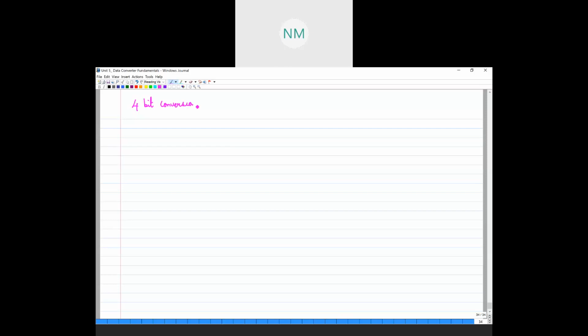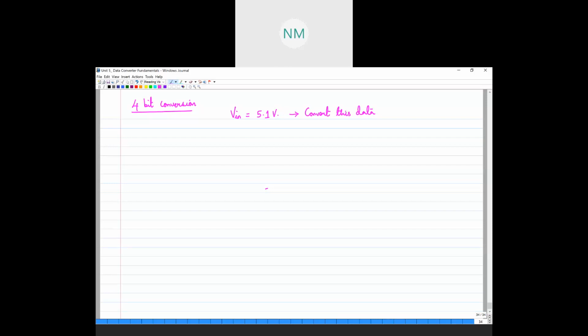Before explaining this conversion example, let me start with an analog input. Say I have an analog input of 5.1 volts. This is the analog data, and I want to convert this. So the aim is to convert this data.